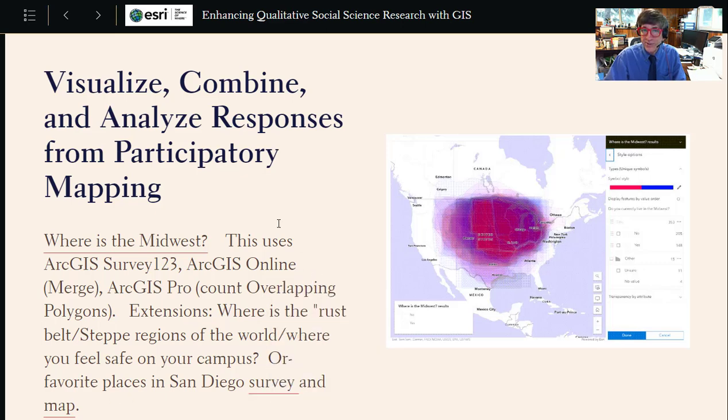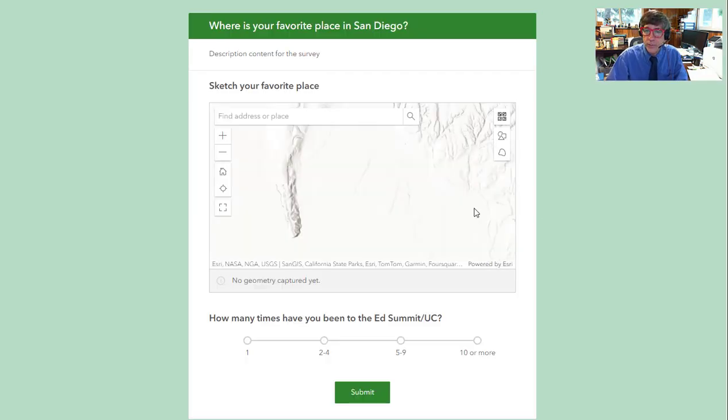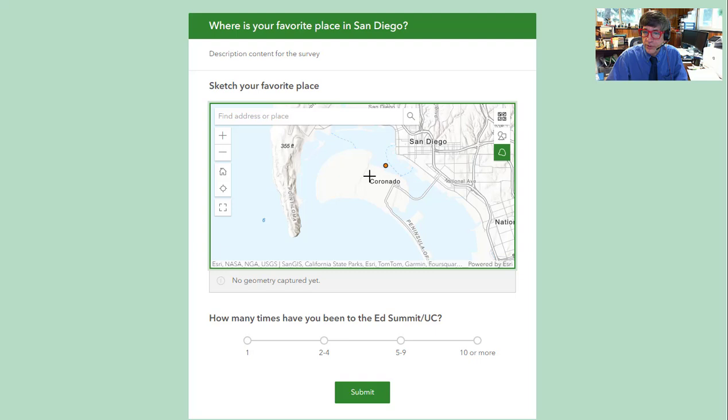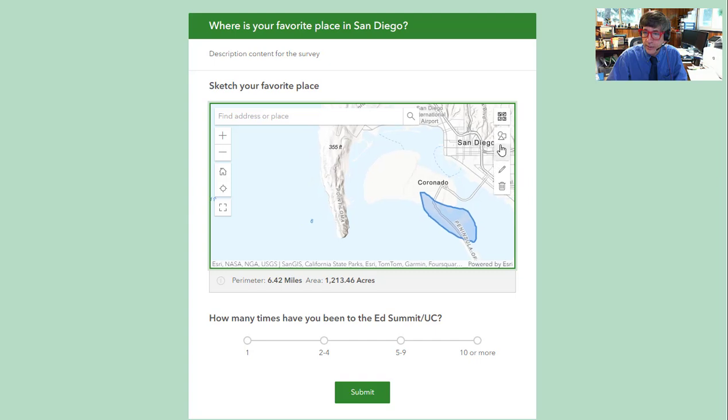What's your favorite place in San Diego? This one. Remember this one? Sketch your favorite place. So you're using the same tools. You're saying, oh, my favorite place is Coronado Beach. Yeah, I love that place. Or Point Loma, etc. So I'm going to draw, how about Point Loma? That's my favorite place.